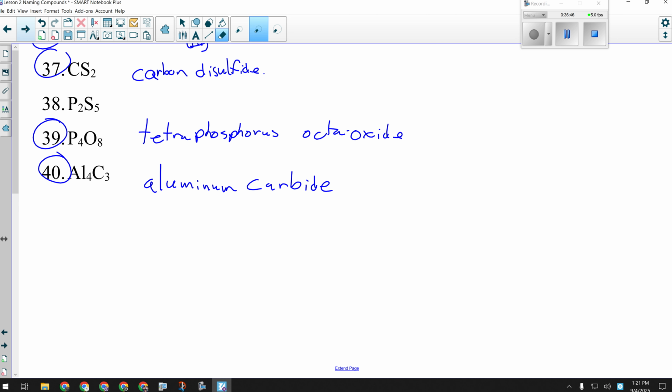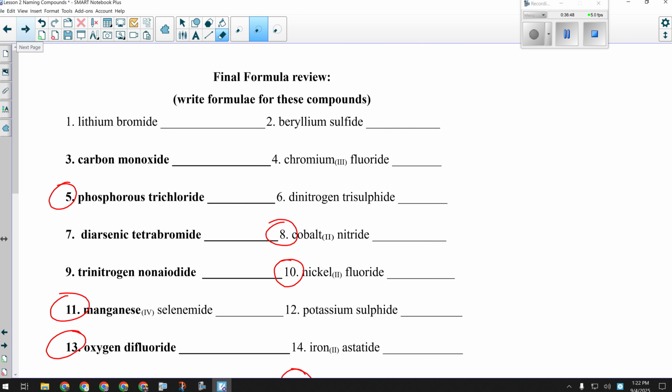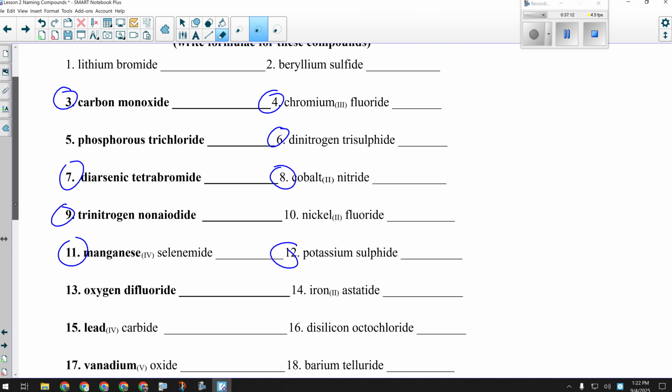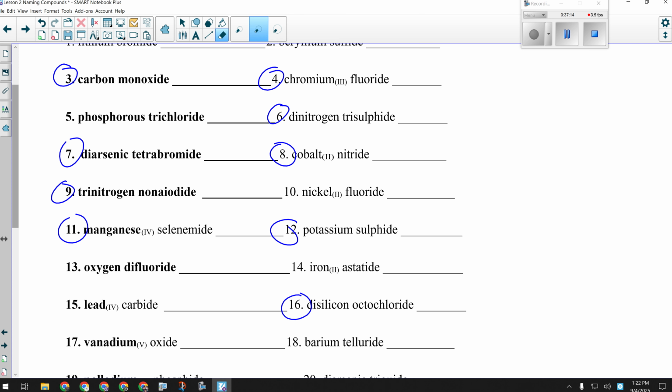Let's do the next one here. The final formula review is the name of the worksheets. It looks like this. These are not the ones we're doing. I will circle the ones we're doing. So on the top set, I want you to do 3, 4, 6, 7, 8, 9, 11, 12, 16, and 19.